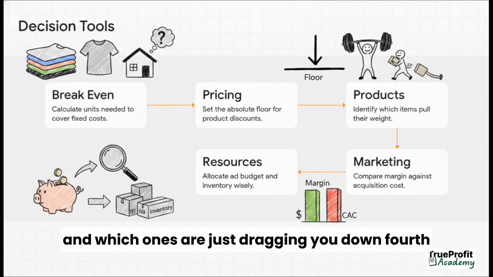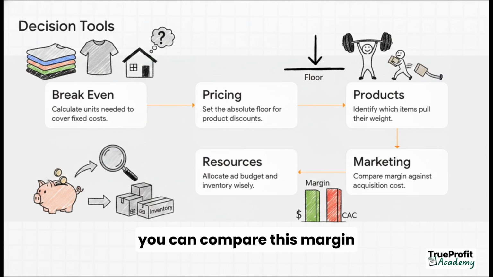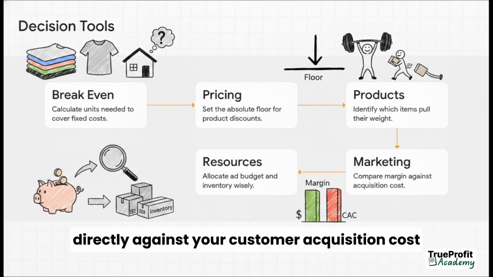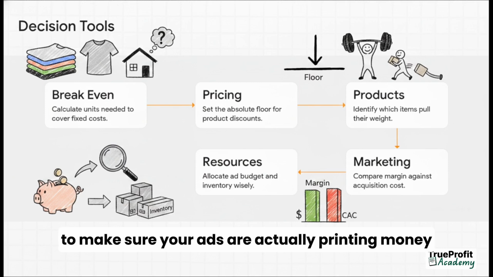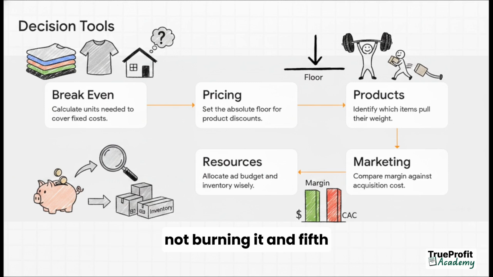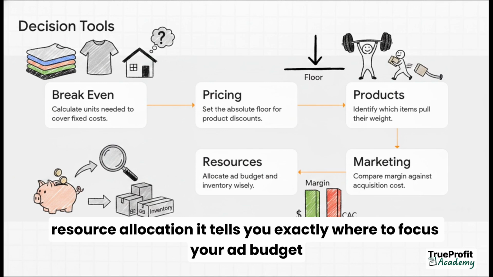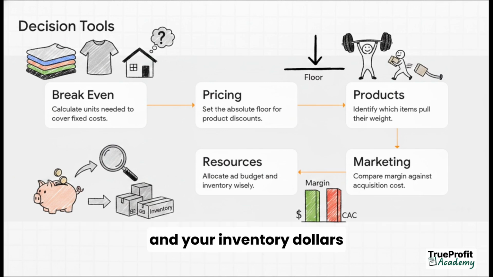Fourth, marketing and campaign evaluation. You can compare this margin directly against your customer acquisition costs to make sure your ads are actually printing money, not burning it. And fifth, resource allocation. It tells you exactly where to focus your ad budget and your inventory dollars.